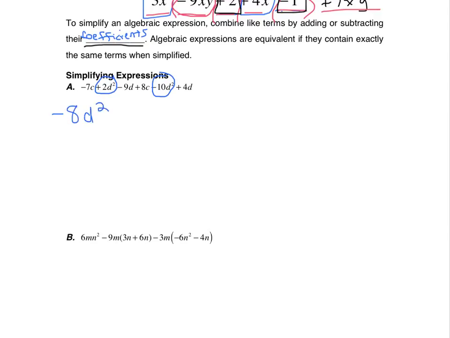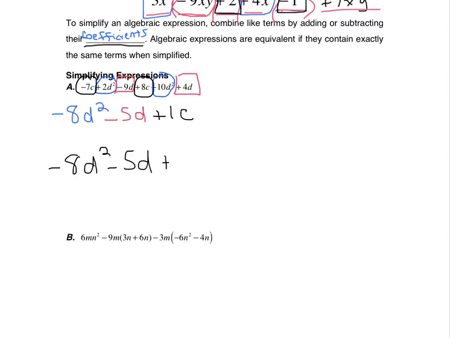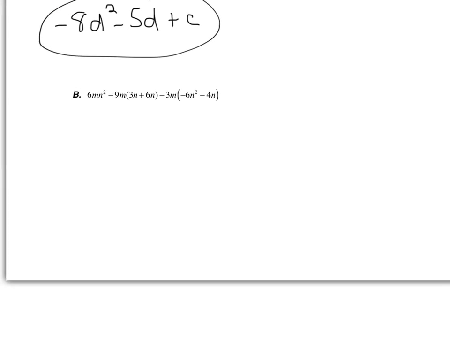And if I look at negative 9d, I look for something else with a d, well I have a positive 4d, so negative 9 plus 4 is negative 5d. And then I have negative 7c and positive 8c. 8 minus 7 is a positive 1c. And if you would like to write it as negative 8d squared minus 5d plus c, those are the same thing. We don't have to write the 1 in front of the c if we don't want to, so we can write either one.